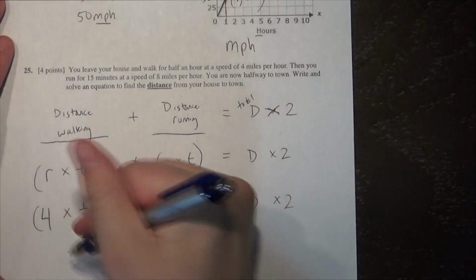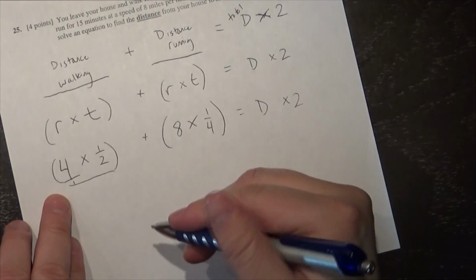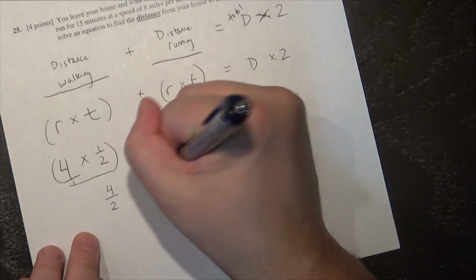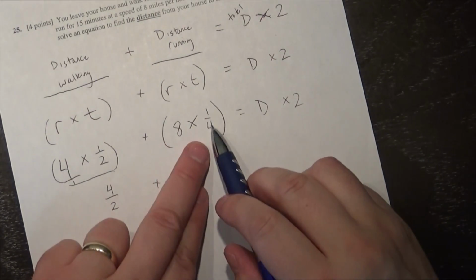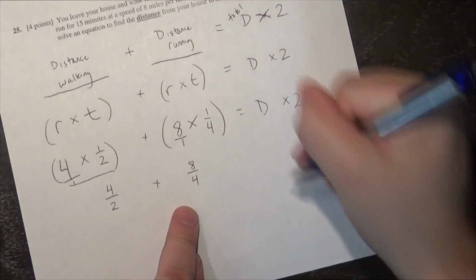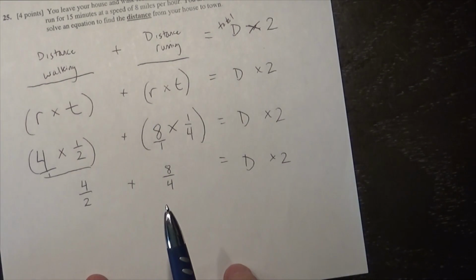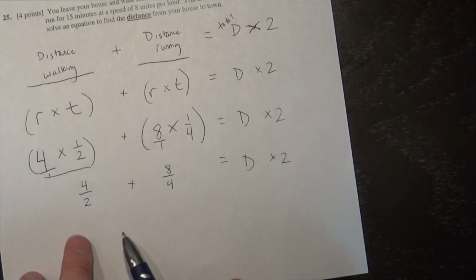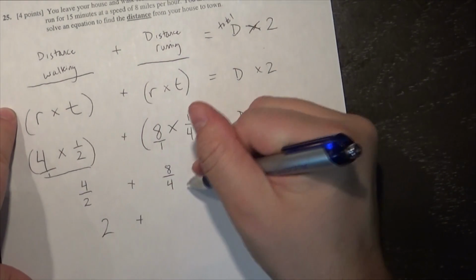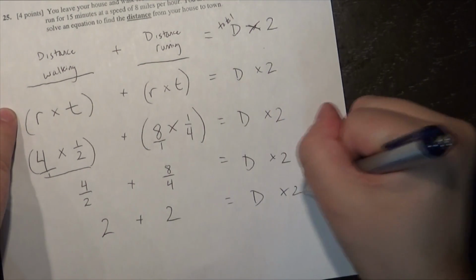So now I can just do some math here. 4 times 1/2. I could think of that as 4 over 1 times 1/2, which is going to be 4 over 2, right? I could think of this as 8 times 1/4, or 8 over 1. That's going to be 8 over 4. And that's going to equal my distance times 2. Okay? And then over here I have 4 over 2. Well, let's see. 2 goes into 4 2 times. 4 goes into 8 2 times. That's going to equal my distance, which I then need to multiply by 2.